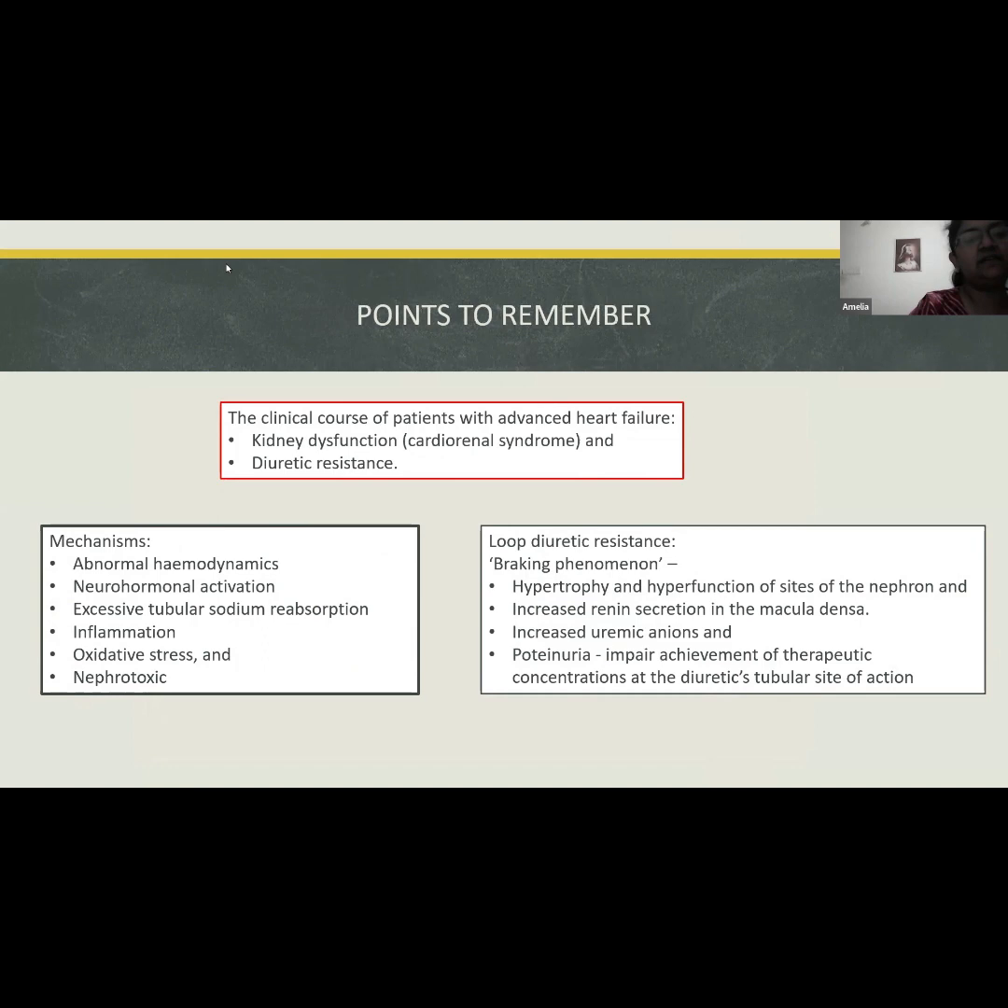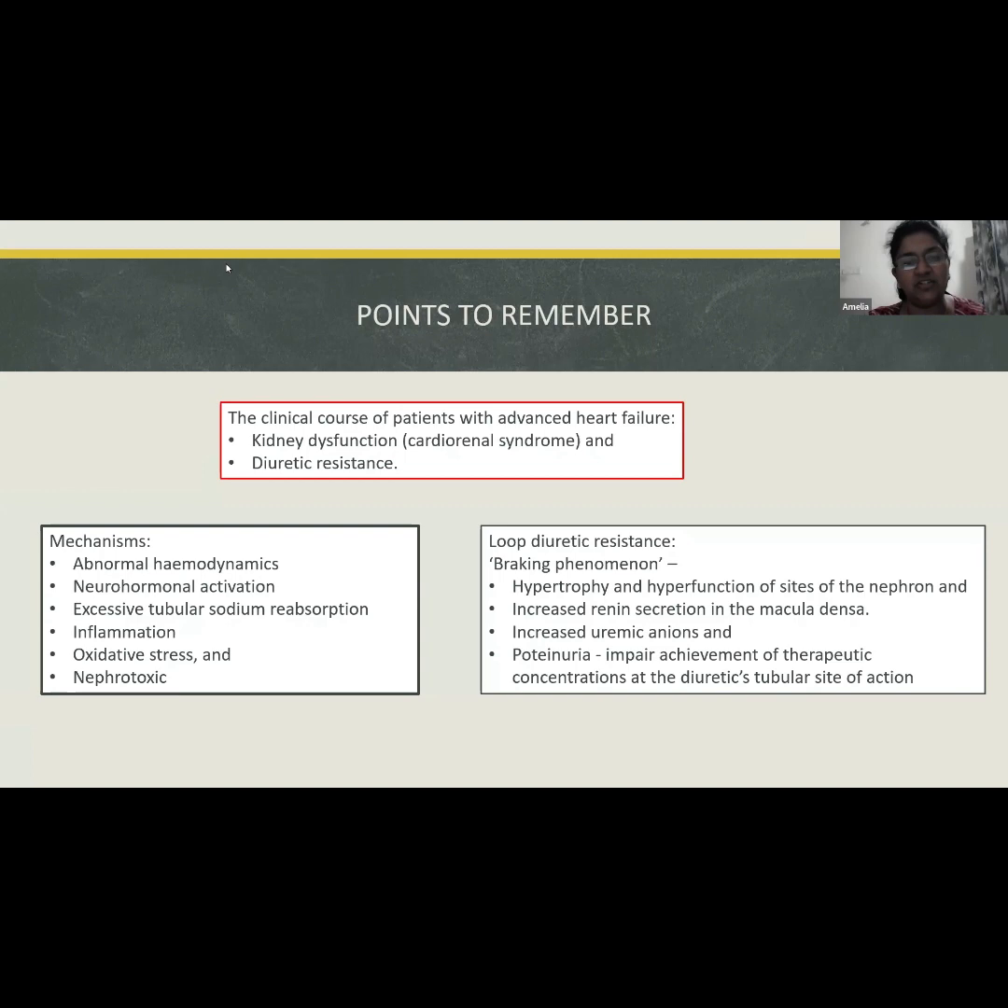Points to remember in advanced heart failure: you have kidney dysfunction, which is called the cardiorenal syndrome, and you do develop diuretic resistance. With loop diuretics, it's called the braking phenomenon. There is a change in your nephron. There is increased renin secretion. So your hormonal balance actually gets imbalanced, and hence you have a problem. So in advanced heart failure, where we are trying to give medications, be aware that though you keep increasing the dose of your loop diuretics, there may be a point where there is a resistance to it, and hence your medications change accordingly.